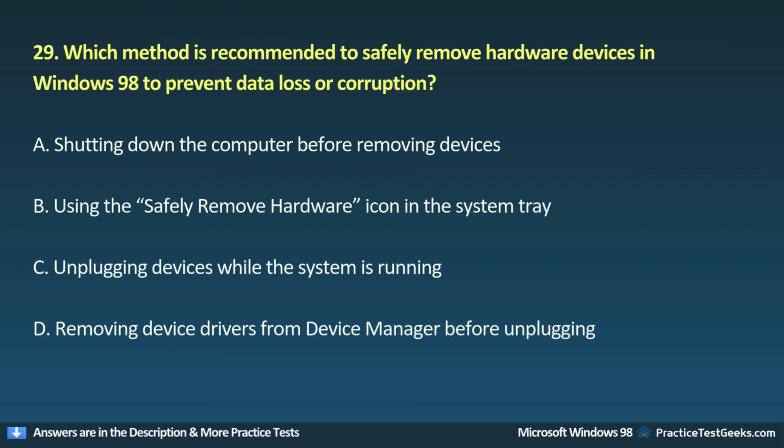29. Which method is recommended to safely remove hardware devices in Windows 98 to prevent data loss or corruption? A. Shutting down the computer before removing devices. B. Using the Safely Remove Hardware icon in the system tray. C. Unplugging devices while the system is running. D. Removing device drivers from Device Manager before unplugging.